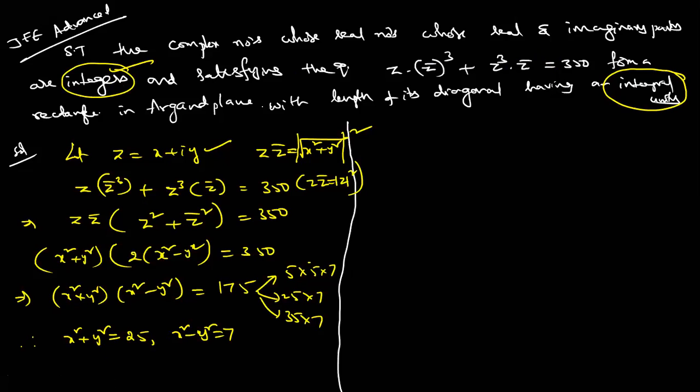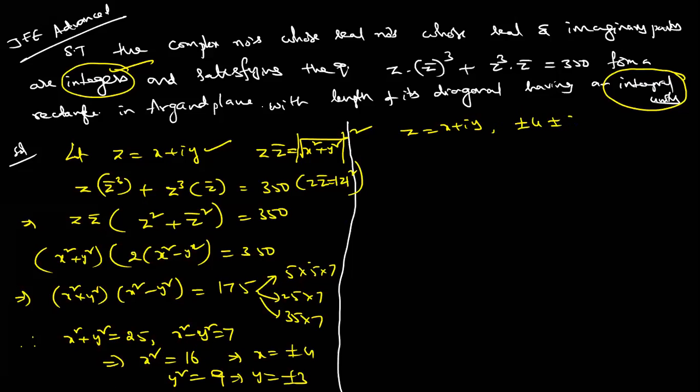Verify. Fine. Dear students, add them. 32, 32 means x square is 16, so x can be plus or minus 4. Subtract: 2y square is equal to 25 minus 7, that is 18. So y square is 9, so y is equal to plus or minus 3. Okay, fine. So z is equal to x plus iy. What are the possibilities here? Plus or minus 4 plus or minus 3i.